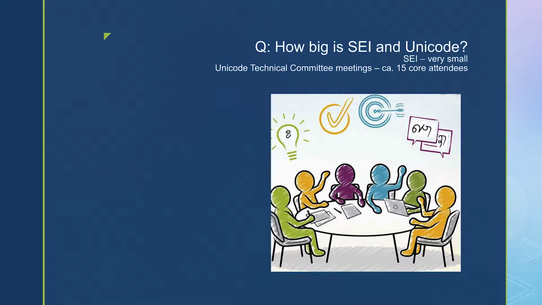I'm sometimes asked just how large SEI and Unicode are. SEI is a very small project involving myself, a handful of proposal authors, and a board that oversees the project. A number of people contributing, however, to the development of the Unicode Standard is much larger. At meetings of the Unicode Technical Committee, which is one of the two standards committees, about 14 or 15 core people attend. Those contributing to locale data is even larger, with several hundred people regularly submitting data.